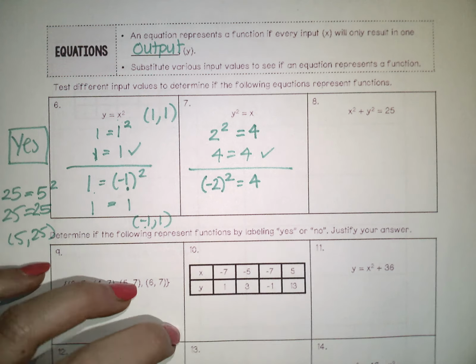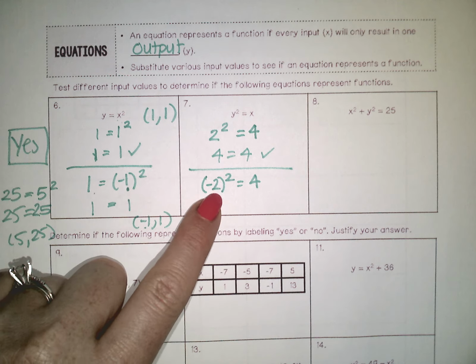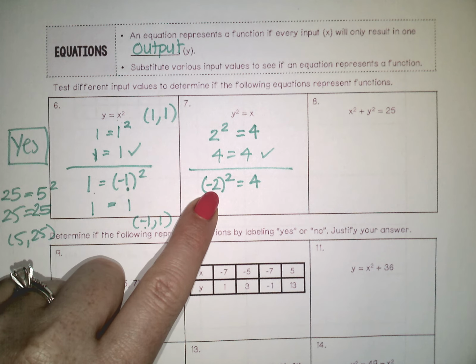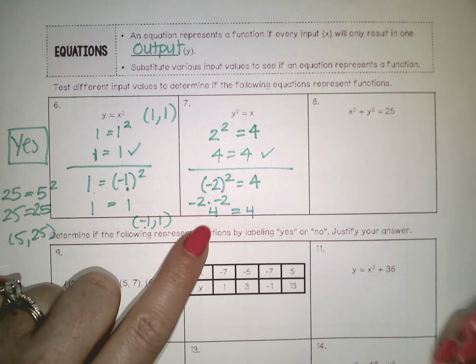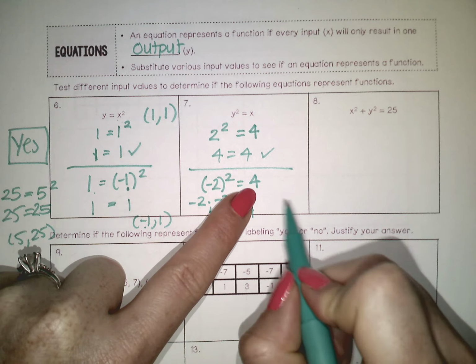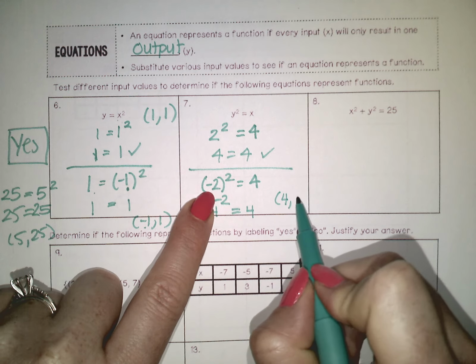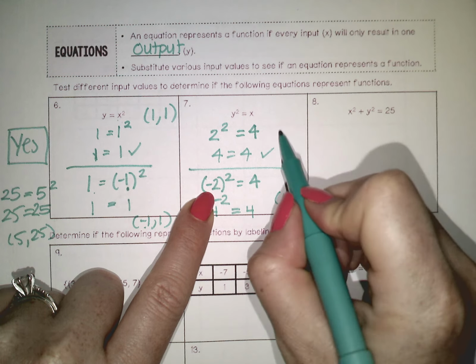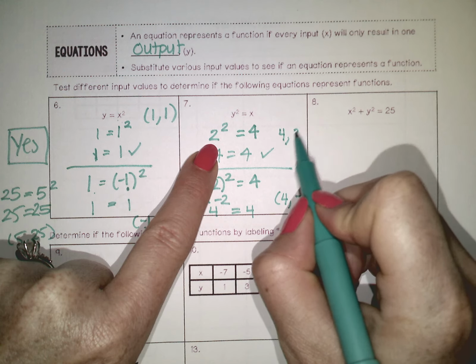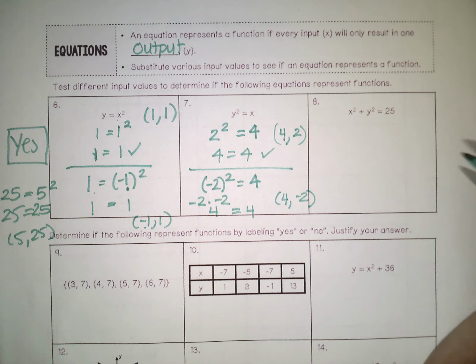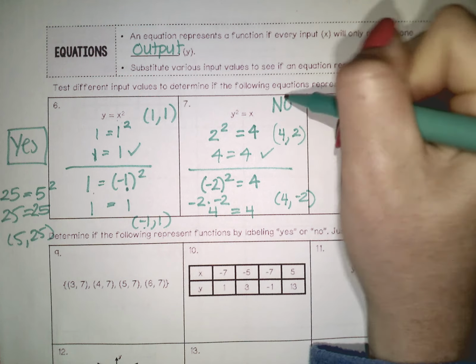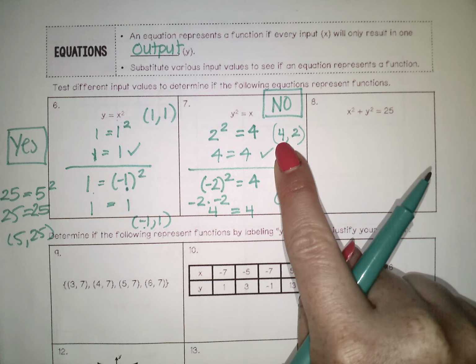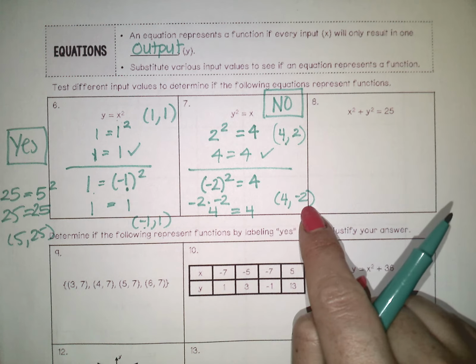Let me challenge you to think about this. What about negative 2 squared? That would be negative 2 times negative 2. That is positive 4. So right there, your input is 4. Your output could be negative 2. Here, my input is 4 and my output is 2. So if you think about that, that would be not a function. This is not a function, because the x value of 4 has 2 different outputs.